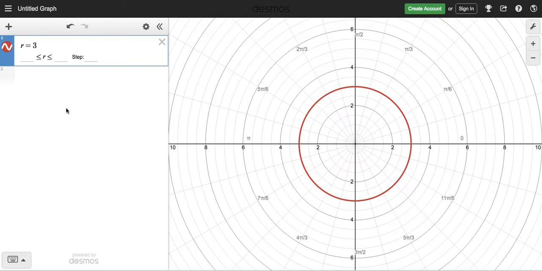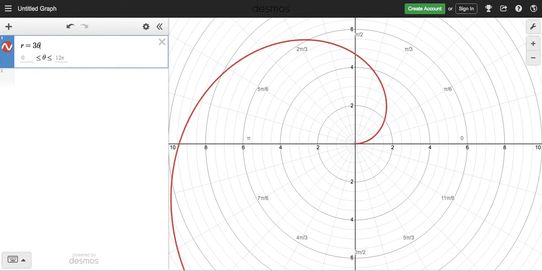But if we want to do theta, there's no theta key on the keyboard. But if you just type in the word theta, it's going to give you that. So if we have 3 theta, it gives us this spiral because it's 3 times whatever the angle is at that point. So at pi over 3, it's at pi, which is a little bit more than 3, and this ring means 3. At, let's say, 2 pi over 3, it's 2 pi, so a little more than 6.